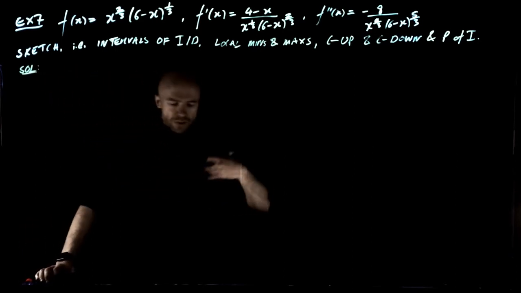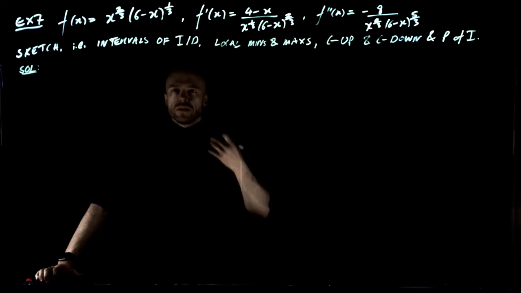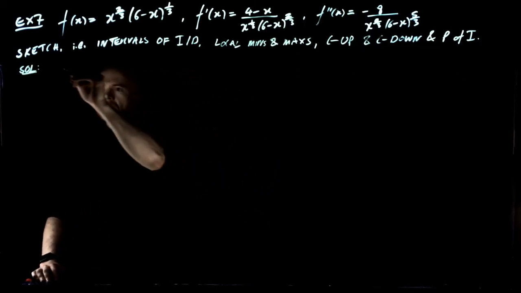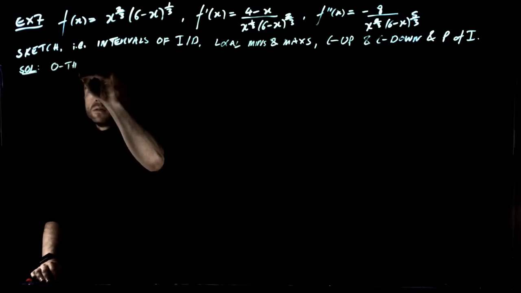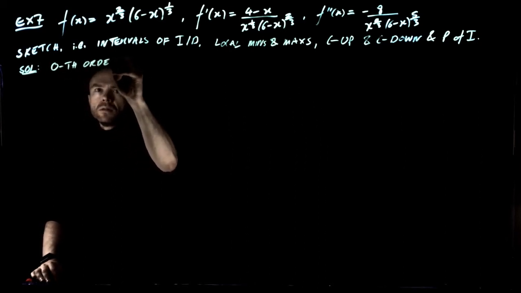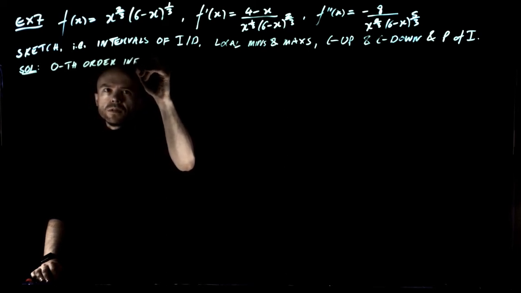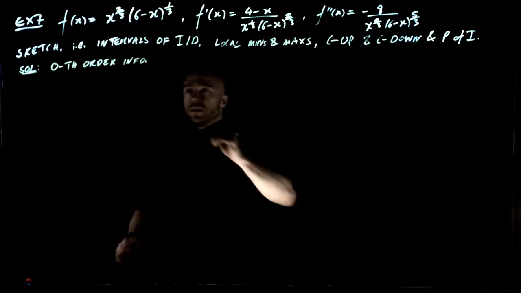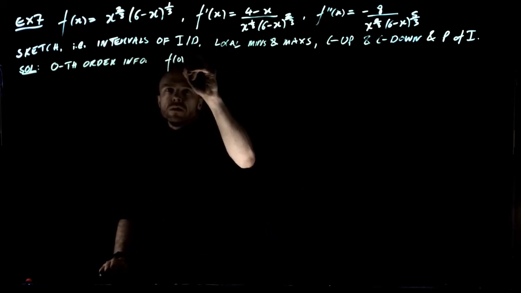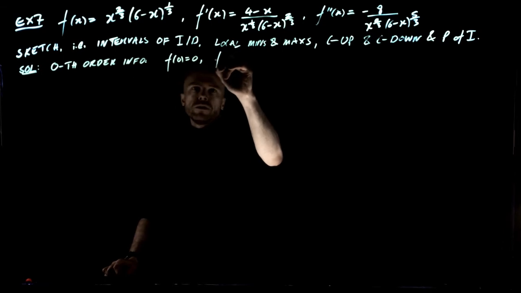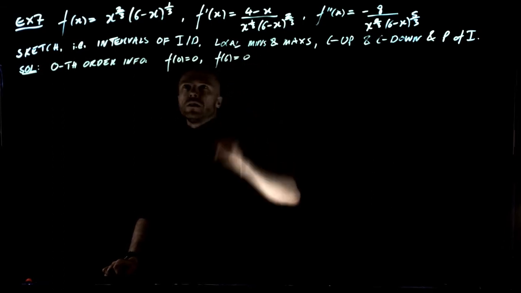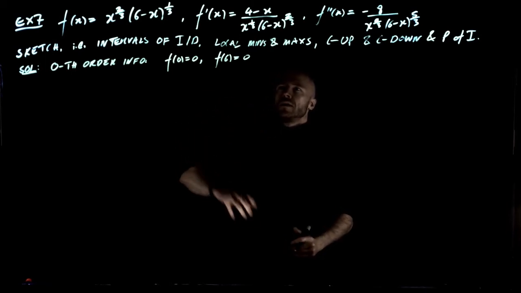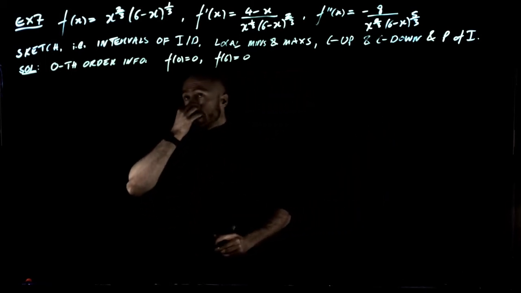All right, so just as before, we're going to start off with the 0th order info, which is the information we can get without taking any derivative. Okay, so look at our function. What do we see? We see that f of 0 is 0, f of 6 is 0. Let's think about the large-scale behavior of our function.